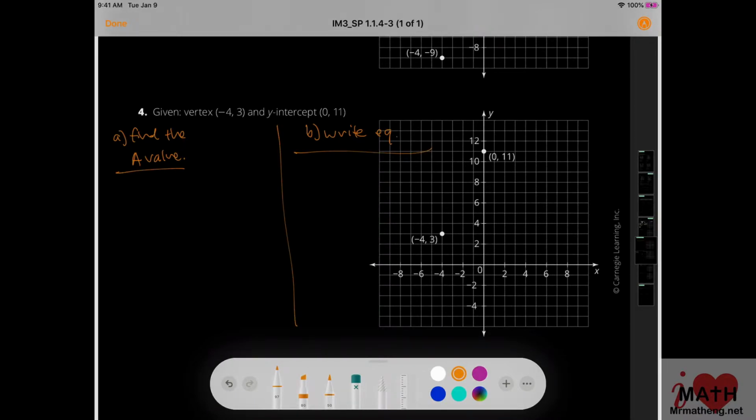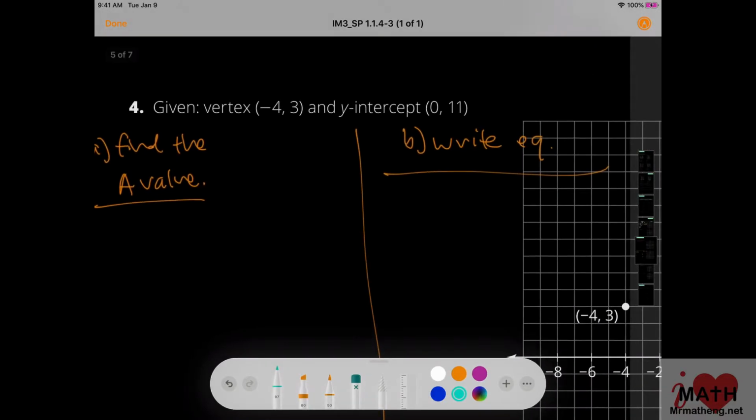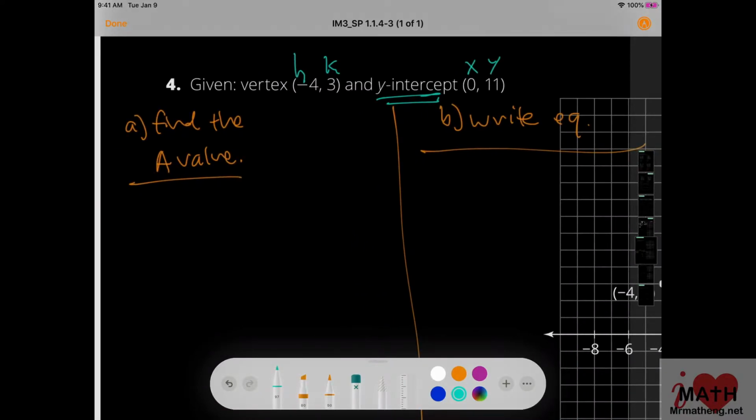Go ahead and pause and see if you can identify the ordered pairs. What do they give you? Well, if you recognize, they have a vertex. What letter is the vertex? That is (h, k). And although they give you a y-intercept, it's just an ordered pair. Ordered pairs are (x, y).